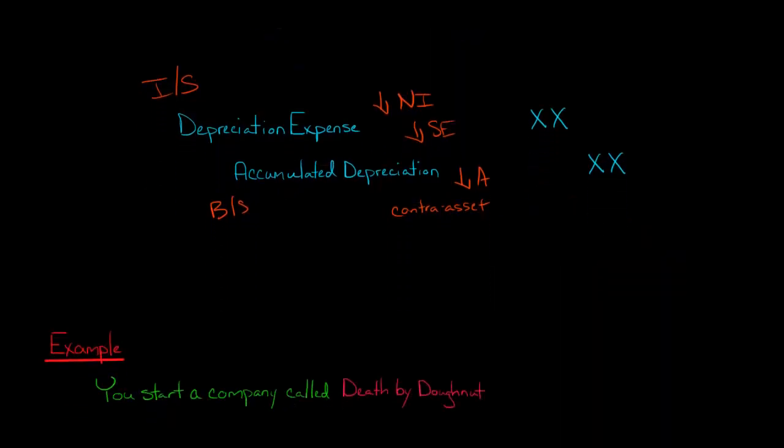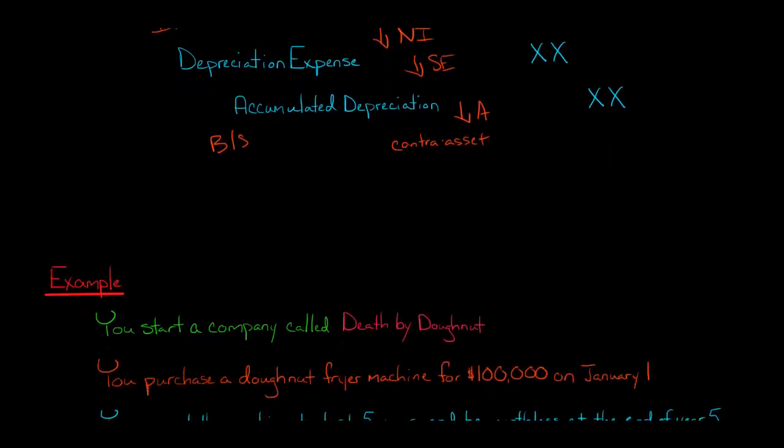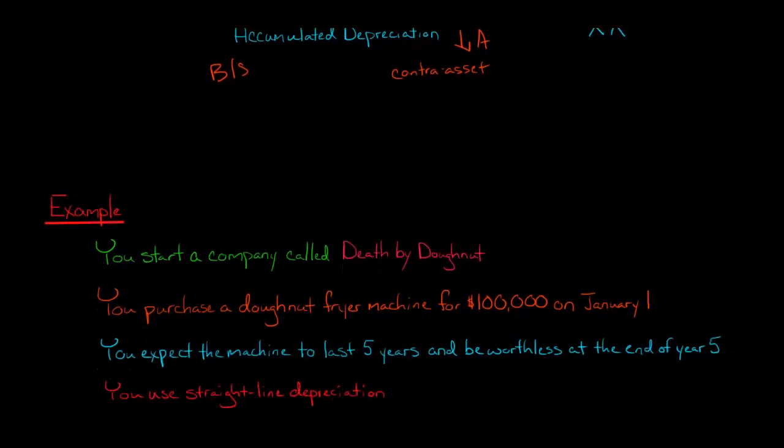Okay, so let's say that you start a company called Death by Donut because you really like donuts and you want to help people lead healthier lives. So you purchase a donut fryer machine for $100,000 at the beginning of the year on January 1st. You're going to need to depreciate it because it's property, plant, and equipment. So you expect the machine to last 5 years, and at the end of 5 years, it's going to be worthless. So it's going to have a salvage value of 0, and you're going to use straight line depreciation, which just means you're going to depreciate that $100,000 evenly over the 5 years of the asset's life.